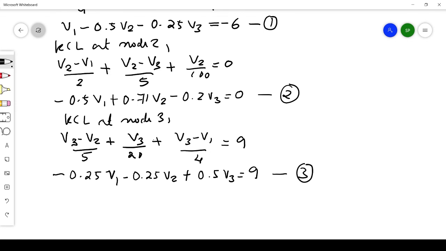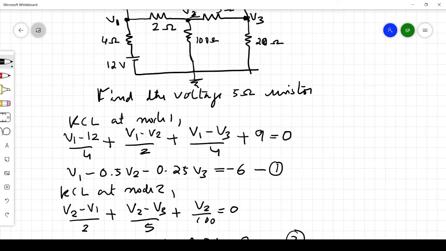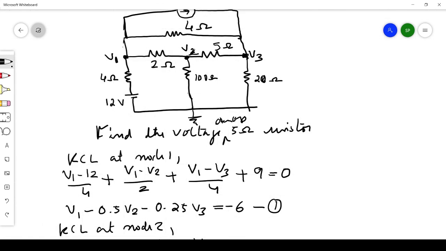So we have 3 equations and 3 unknowns, V1, V2 and V3. We can easily solve the simultaneous equations to find the values of V1, V2 and V3. By solving this, we get V1 as 6.35 volt, V2 as 11.76 volt and V3 as 25.88 volt. What has been asked in the question? Find the voltage across the 5 ohm resistor. The voltage across the 5 ohm resistor is nothing but V3 minus V2.